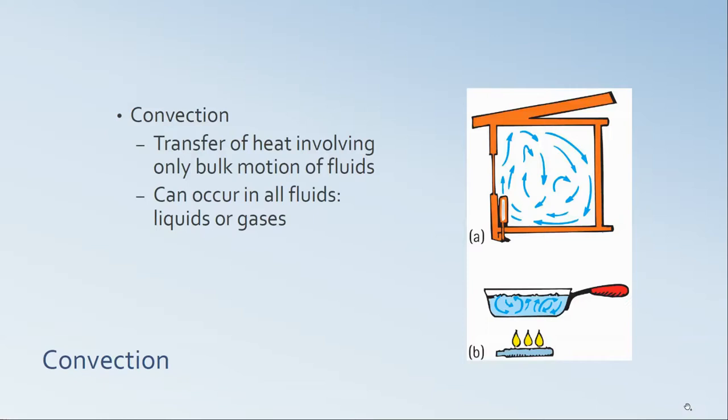The second way that heat can be transferred from one object to the other is convection. And before, when we were talking about conduction, the objects have to be in contact with each other for the heat to go from one to the other. But with convection, we're talking about the transfer of heat with the motion of fluids. And convection can occur in all fluids, whether they're liquids like water or gases like air in our room.